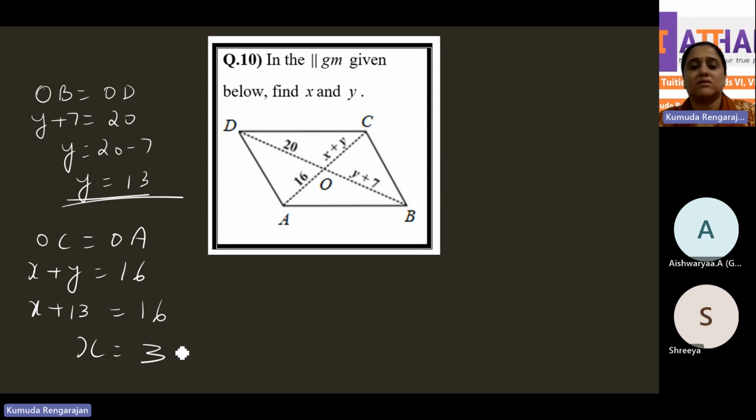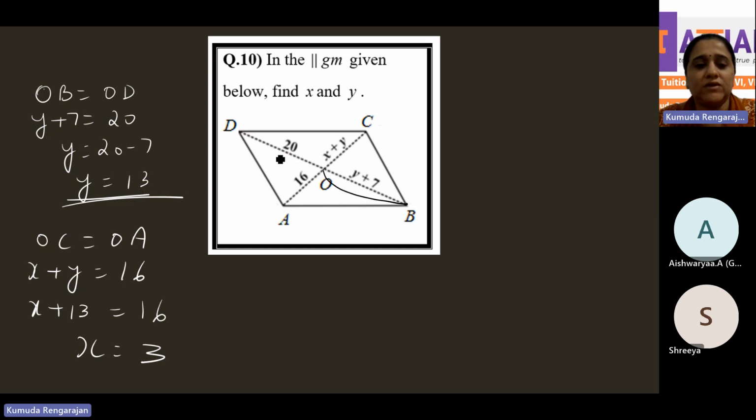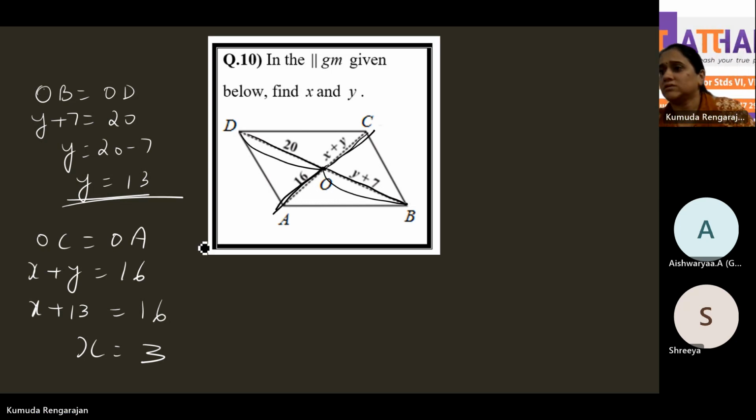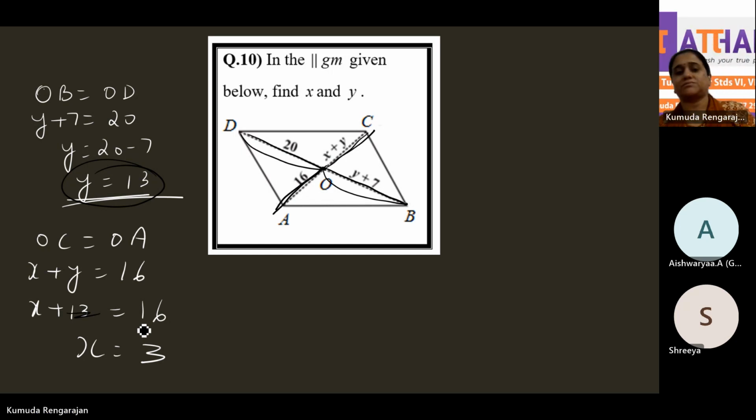Diagonals bisect each other. Correct? OB is equal to OD. So that means y plus 7 is equal to 20. On solving this, you get y is 13. And then x plus y is equal to OA. Sorry, x plus y is equal to 16. Correct? So the value of y, we have it here. y is equal to 13. So substitute that. 16 minus 13, which is 3.